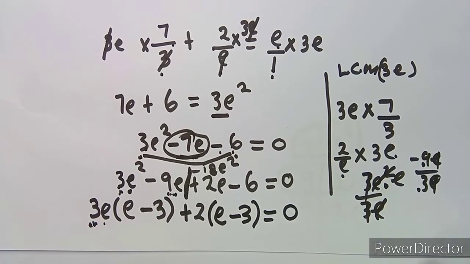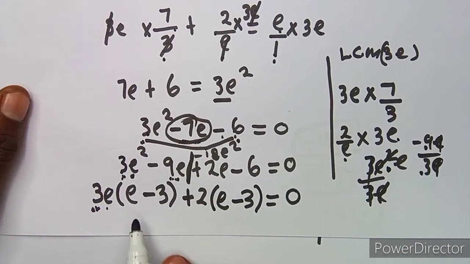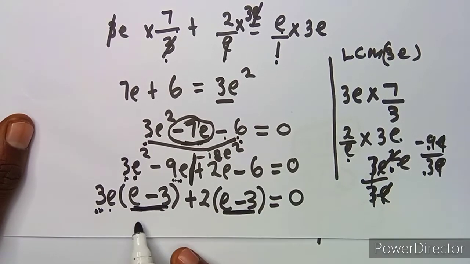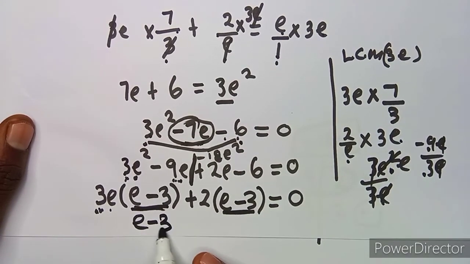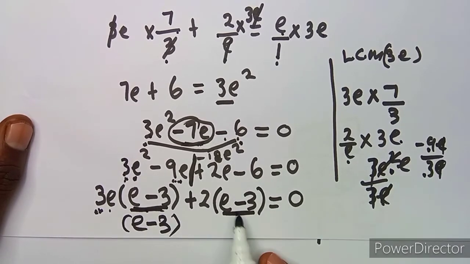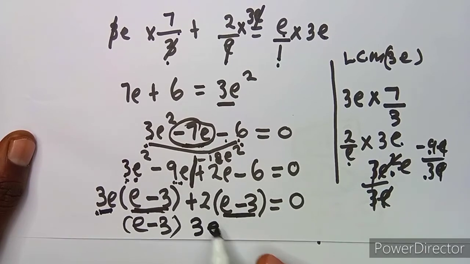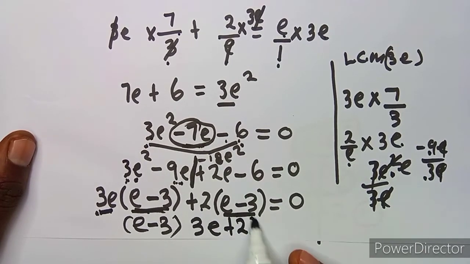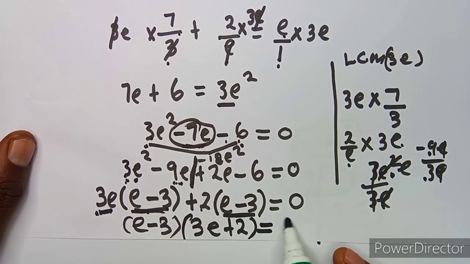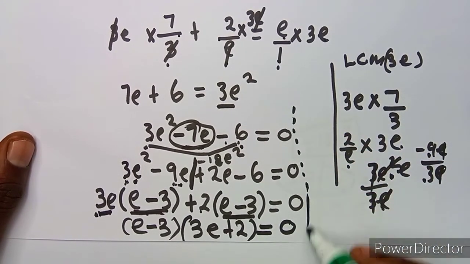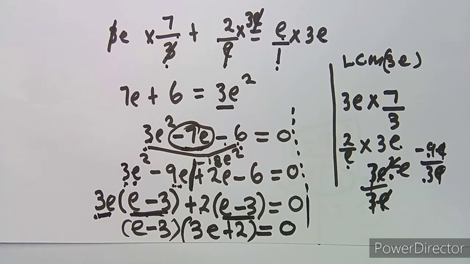Okay, so the brackets are the same. Therefore, I'm going to factor out this common bracket, which is e minus 3. If I factor out e minus 3, which is the common bracket, I'm left with 3e plus 2. This is what I'm left with, which is equal to 0. So this is an equation, guys. This is equal to 0 throughout. It's an equation that you're solving.